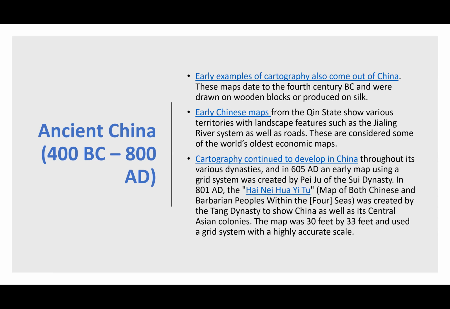And one of the most significant, in 605 AD, an early map using a grid system, which again is associated with surveys, was created by Pei Zhu of the Sui dynasty. And in about 800 AD, the Haine Hua Yi Tu map of both Chinese and barbarian peoples within the 4 seas, that's the English translation, was created by the Tang dynasty to show China as well as its Central Asian colonies.